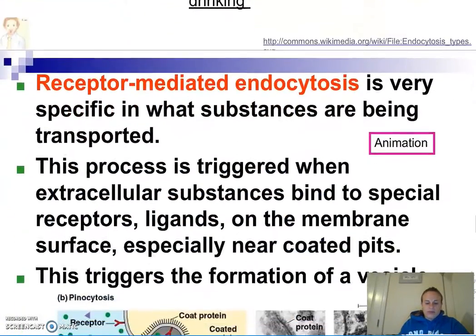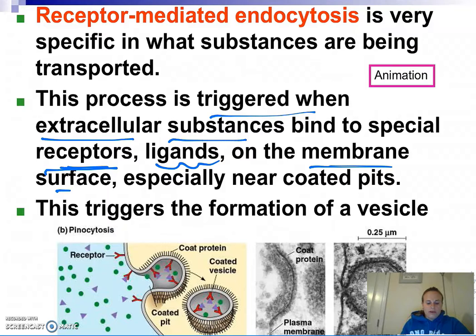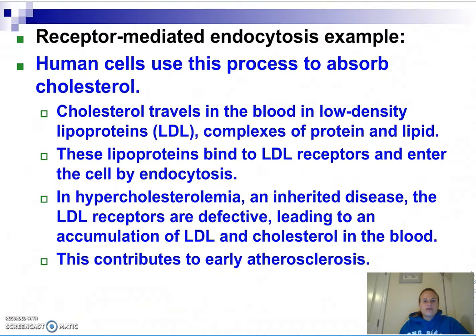Now let's talk about receptor-mediated endocytosis. So this process is triggered when an extracellular substance binds to what's called a ligand. This ligand is a receptor. It's going to receive that substance. And the ligand itself, the receptor, is located on the membrane surface. And what that does is trigger the formation of a vesicle. An example of receptor-mediated endocytosis is how human cells use this process to absorb cholesterol.